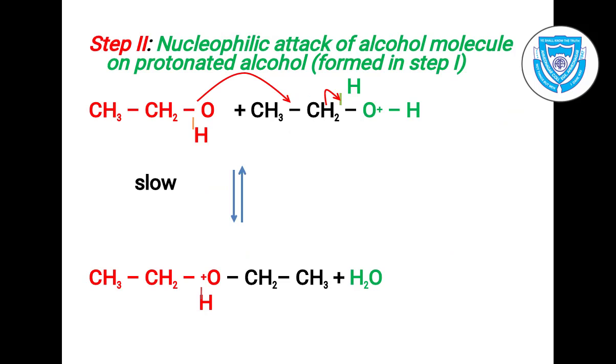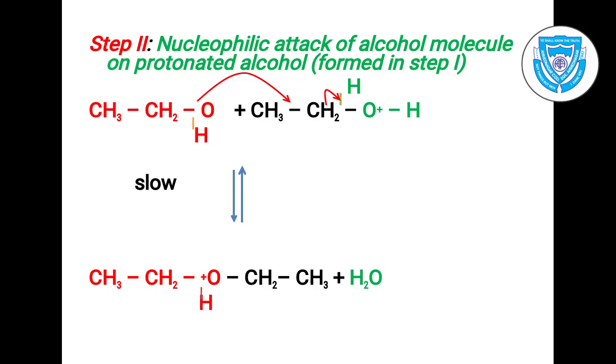Now in the second step, one more alcohol comes into picture, that is nucleophilic attack of an alcohol molecule on protonated alcohol. So what is happening over here? This is your first alcohol which is formed, that is your protonated alcohol, which we have seen in the first step. In this case, one more alcohol comes over here and gets attached to this CH2, and in the slow step, you'll get the formation of ether with the removal of water molecules. So in the second step, nucleophilic attack of another alcohol molecule is taking place.